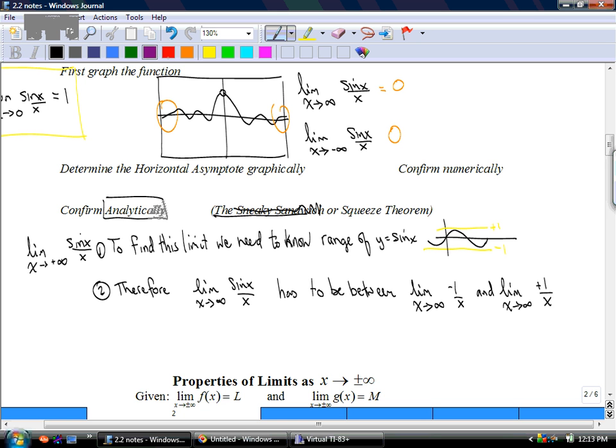Well, what I'm doing is saying the highest the tube of toothpaste can be is +1, and the lowest the tube of toothpaste can be is -1. So what I can do is write it like this. The limit as x approaches infinity of sine x over x is between -1 over x and +1 over x.